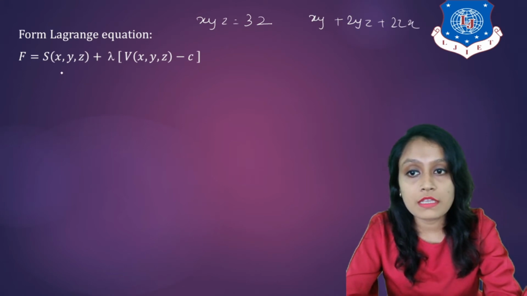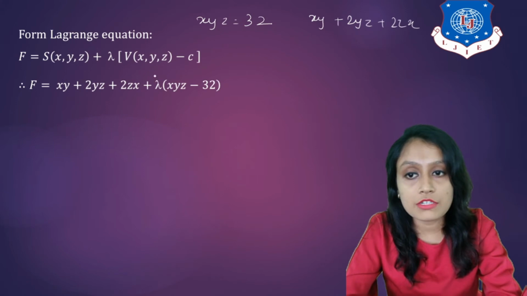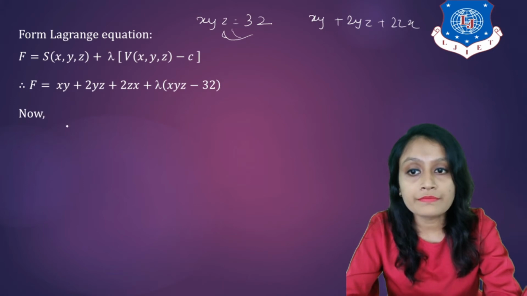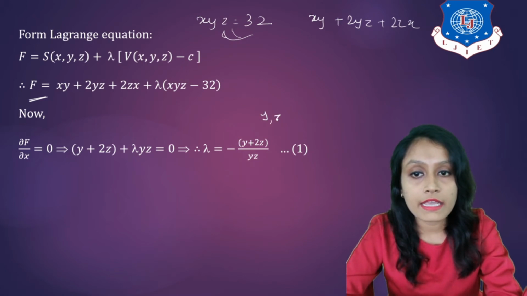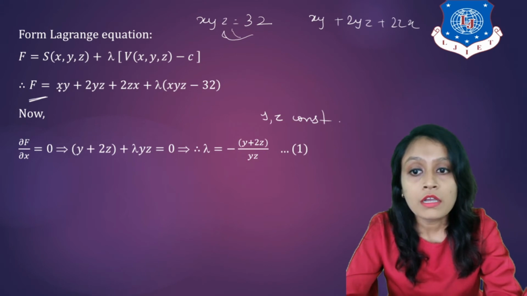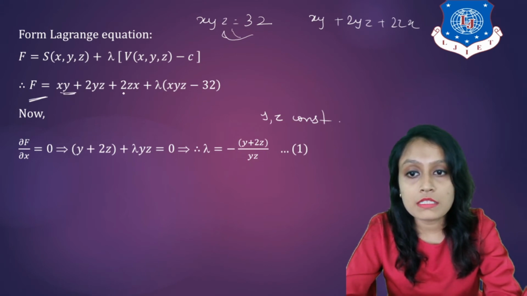Okay, so f is equal to function plus lambda times constraint. So function is xy plus 2yz plus 2zx plus lambda times constraint. Bring this 32 here, so you will get xyz minus 32. Okay, now we will differentiate this f with respect to x, keeping y and z constant. Okay, so differentiate. So from here you will get y plus, from here you will get 2z plus lambda times yz is equal to 0.